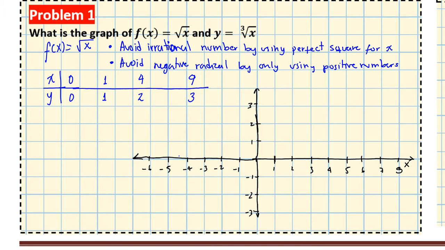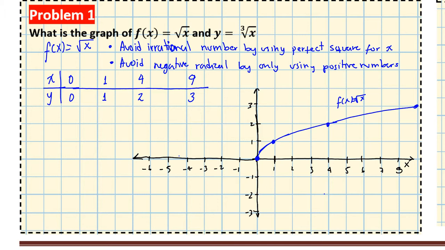Okay, so with the blue pen, I'm going to draw the first one. So x coordinate is 0, y coordinate is 0, 1, 1, 4, 2, and then the last one is 9, 3. And that is f of x is equal to the square root of x, or the parent function of the square root of x. Okay, we're going to do exactly the same process for the cube root, and we're going to compare the difference.